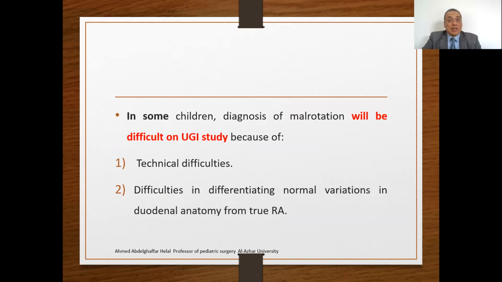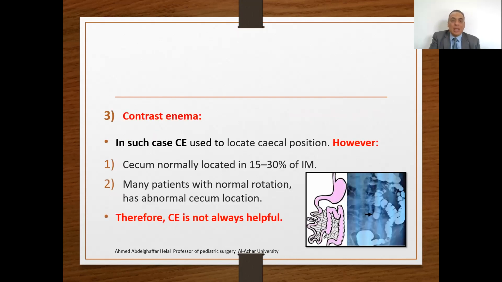In some children, the diagnosis of malrotation will be difficult on the upper gastrointestinal contrast study because of technical difficulties or difficulties in differentiating normal variation in the duodenal anatomy from true intestinal malrotation. In such cases, the pediatric surgeon will try to locate the site of the cecum, either by using the upper contrast fall-through, or by performing a barium or contrast enema. The contrast enema, in such cases, is used to locate the cecal position.